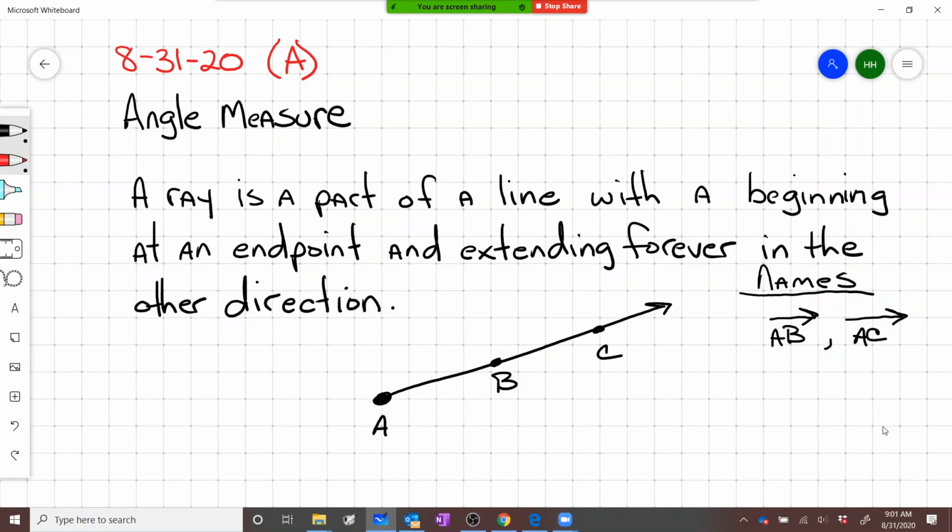There's another ray in this picture. There's a ray that can start at point B and go through C indefinitely. Alright? And if you were to name that ray, that's ray BC. Does that make sense? So ray BC starts at B, goes through C forever. Ray AC or ray AB starts at point A and goes through B or through C forever.